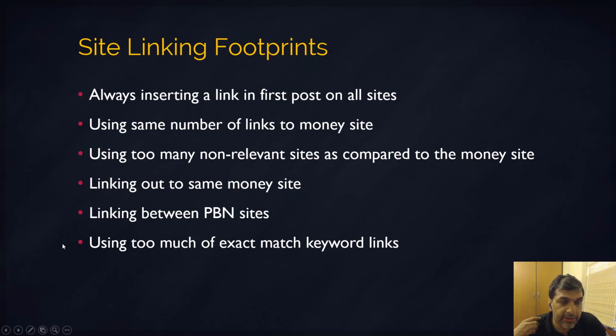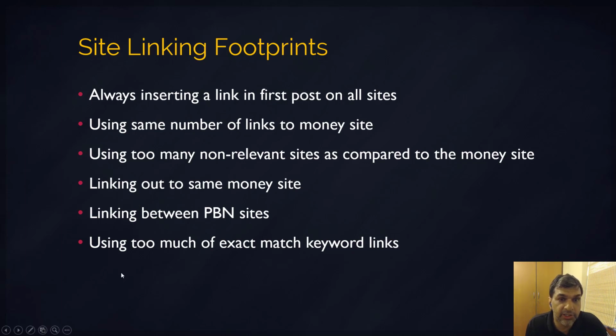So if your very first post on all your sites always has a link going to a common place, that's a footprint. You have 100 sites, and the very first post that you make on each of these 100 sites has an outbound link. It's not that severe a footprint, but it is a footprint, and you want to avoid that because not every post should have a link, right?